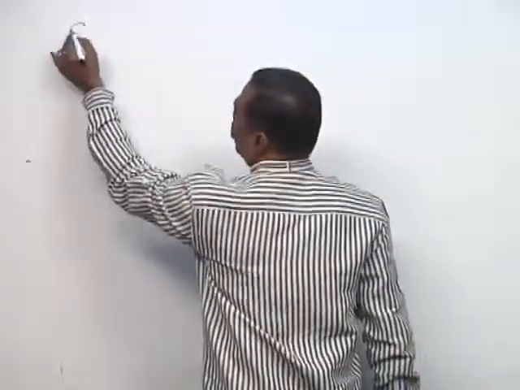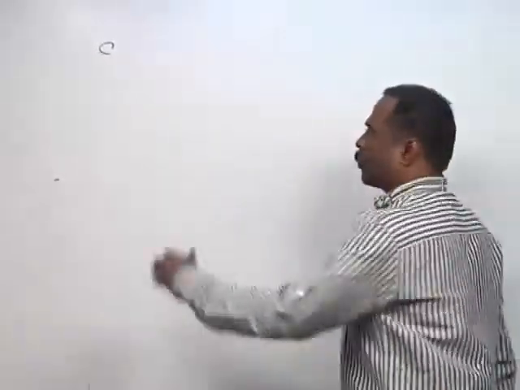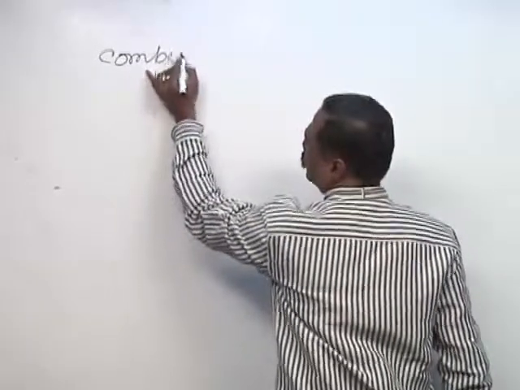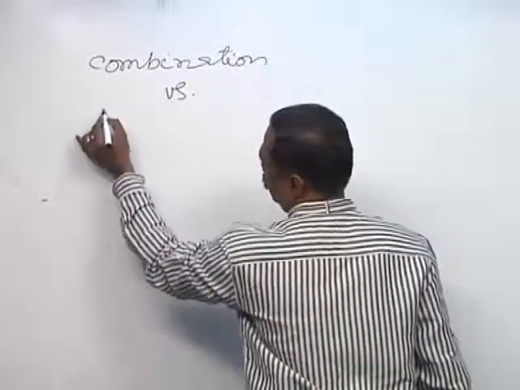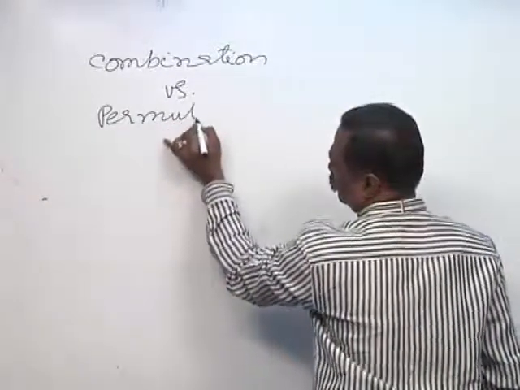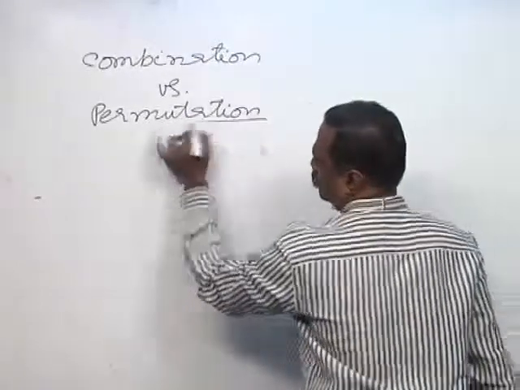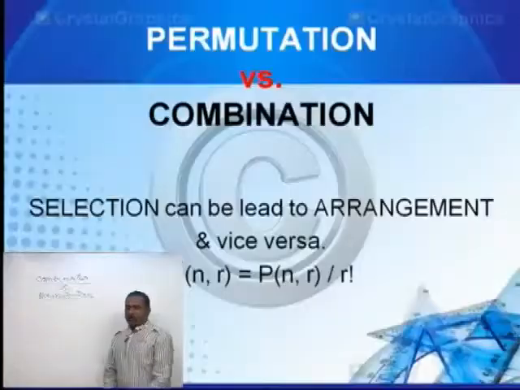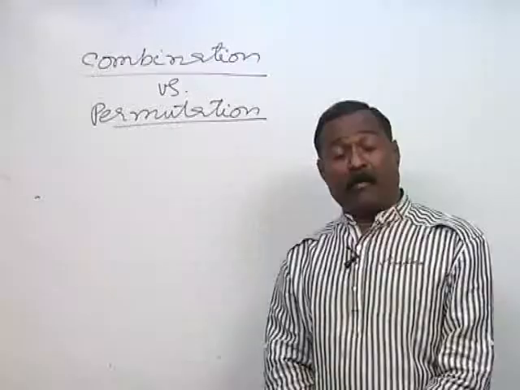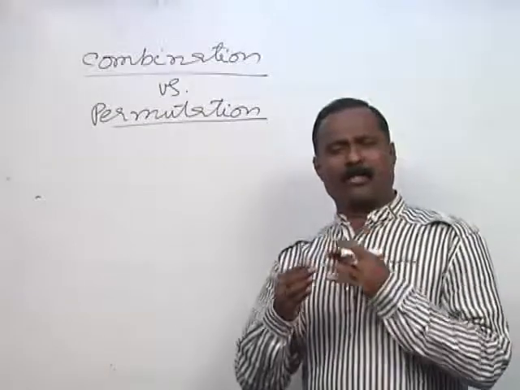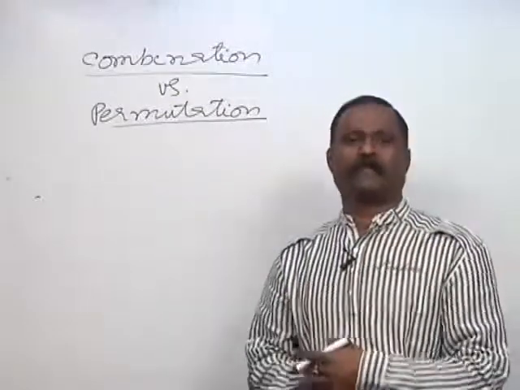Yesterday, in between we'll be discussing the problems on combination versus permutation. Combination versus permutation. And by now you might have understood, permutation is nothing but the arrangement of things in which the order of things is also to be considered.